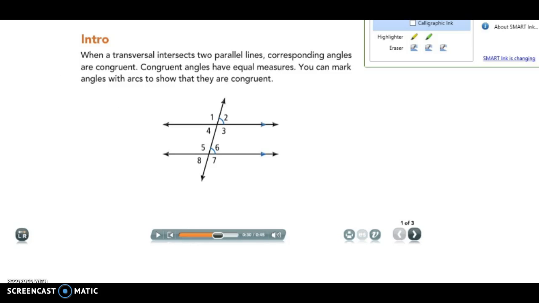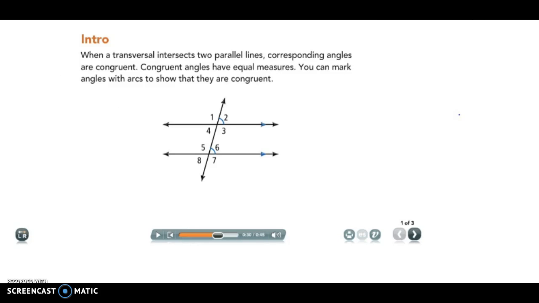So the first thing that you need to notice is that when a transversal intersects two parallel lines, then the corresponding angles are going to be congruent. So these two are parallel. And the way that we know that is they've gone ahead and put a little arrow at the end of each one, and that just lets us know that they are parallel to each other. Okay, so that makes angle 2 and angle 6 corresponding, and that means that they're equal.